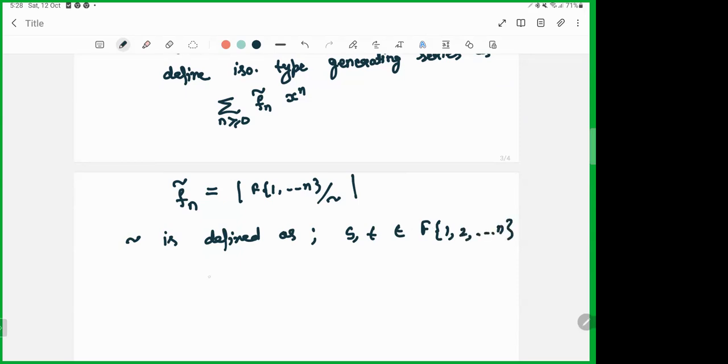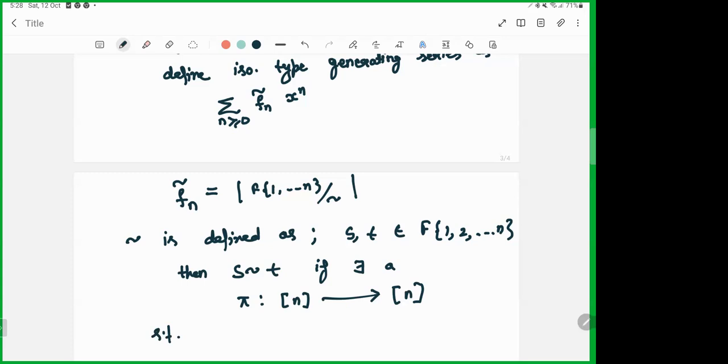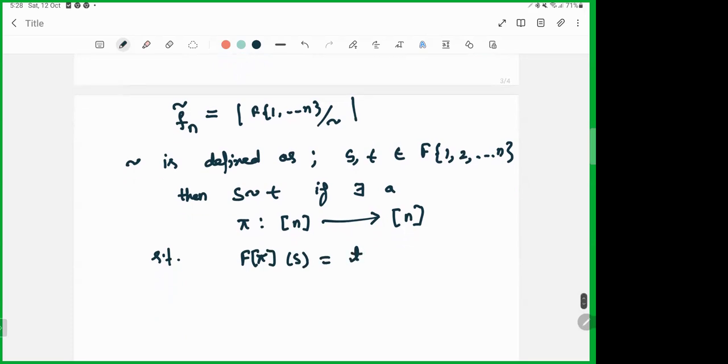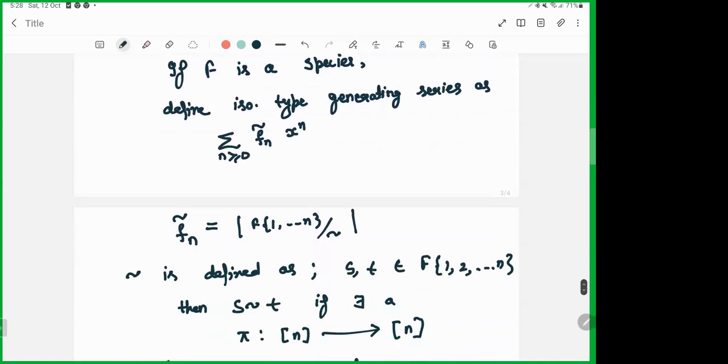Then s is equivalent to t if there exists a map of sets, a map pi let's say, from this n-set {1 up to n} to {1 up to n}, such that F(pi)(s) is t. Then they are said to be equivalent. These two F structures s and t are said to be equivalent. So this is the definition of the isomorphism type generating series.